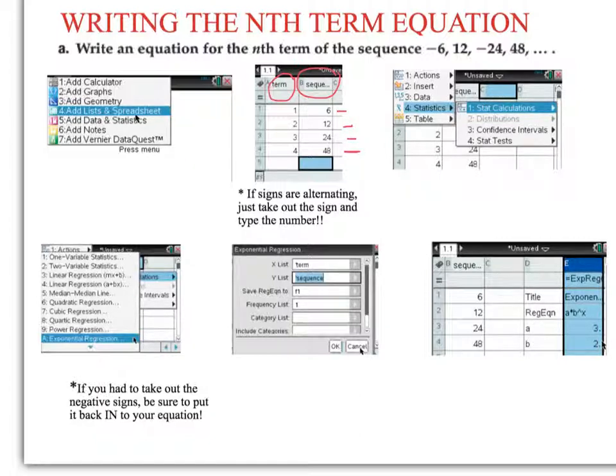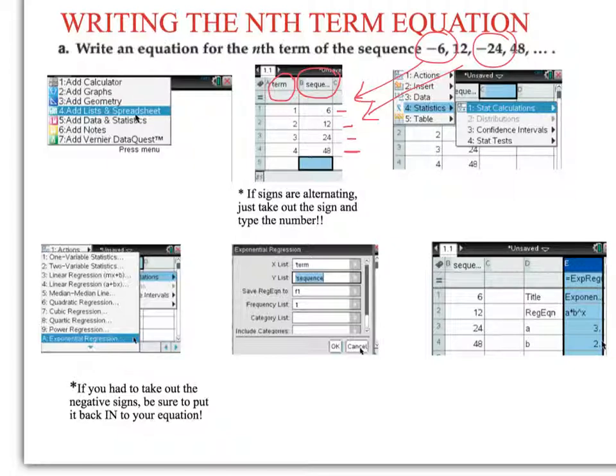Now if you notice, I took out the negatives when I inserted them into my list and spreadsheets page. So if signs are alternating, take out the sign and just type the number. We'll go back to the negative later, but for now, just take it out, type the numbers as you see them. Again, imagine we were going in to do a linear regression equation.